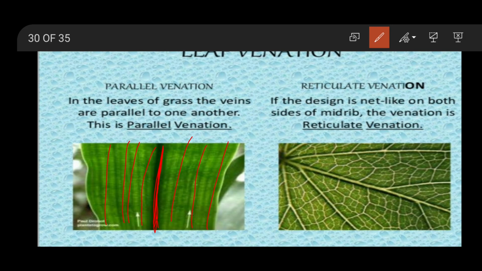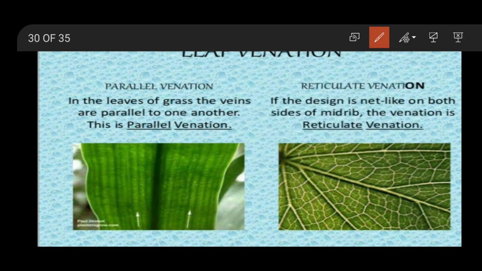This type of pattern can be seen in grass, maize, wheat or rice, meaning the monocotyledon plants having fibrous roots. So this is the characteristic of monocotyledon plants, and by looking at the leaves of such plants we can find out what kind of root system these plants have.